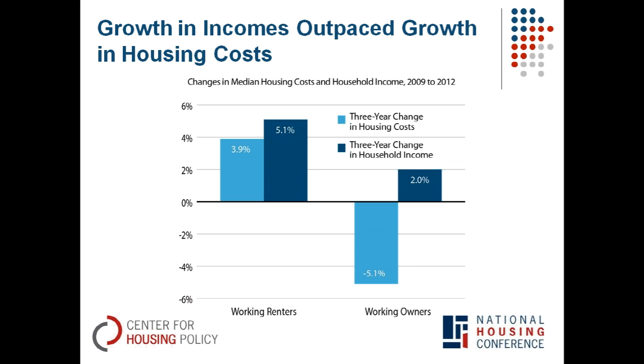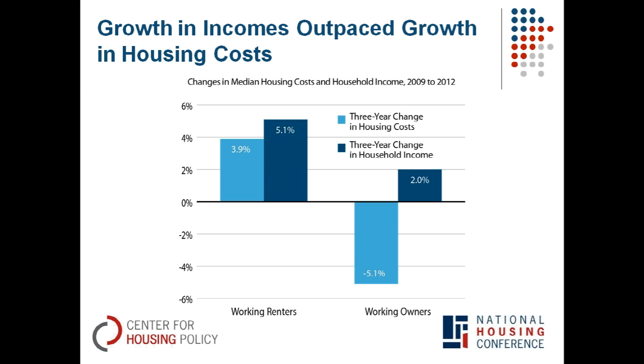So the improvement in the affordability that we saw on the previous slide for working renters between 2011 and 2012 came because over that 3-year span, you can see that household incomes just slightly outpaced the rise in housing costs. And most of that change, when we broke it apart, really happened between 2011 and 2012.